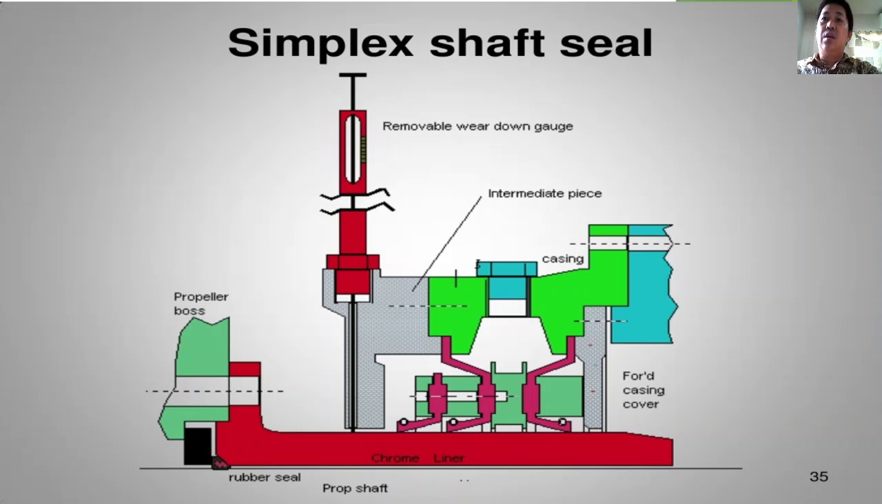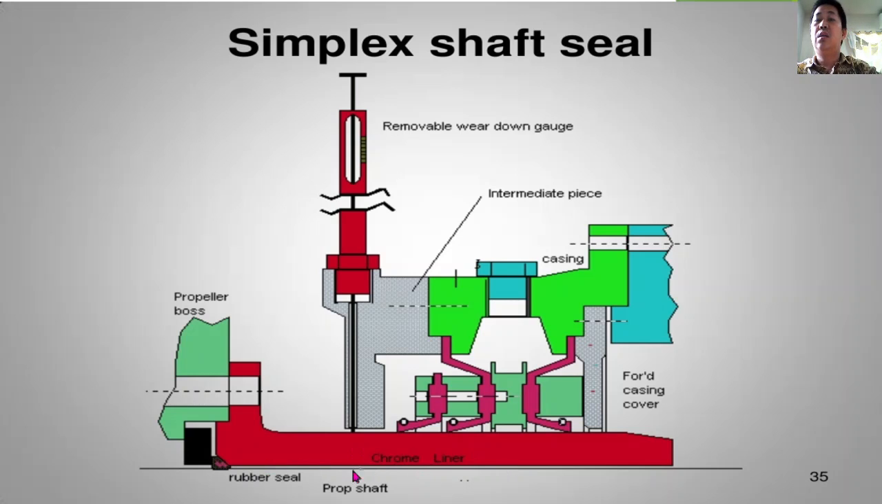As you can see here, this is your propeller boss and this is your prop liner. This is the forward casing cover. This is your casing. This is your intermediate piece. This is the removable wear down gauge, which I told you about a while ago. This is your propeller shaft, and this is the wear down gauge. The wear down gauge is located in the chief engineer's cabin. During dry docking, this wear down gauge is used. This plug is opened and the wear down gauge is put in like this, as you can see, to measure the alignment of the propeller shaft.